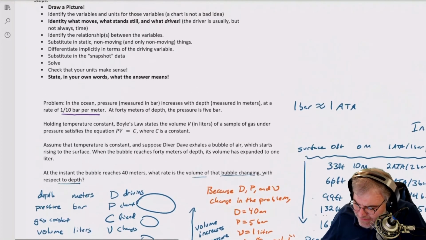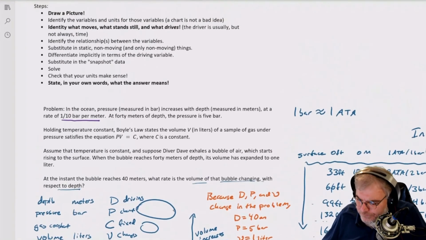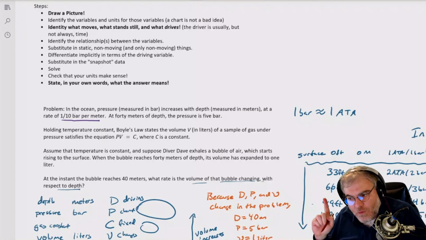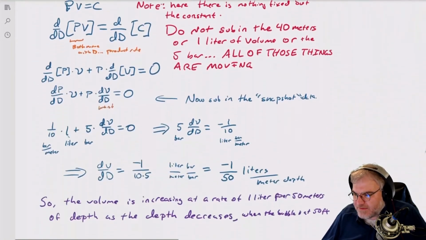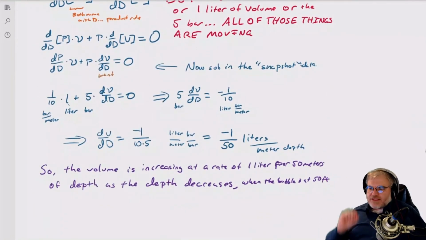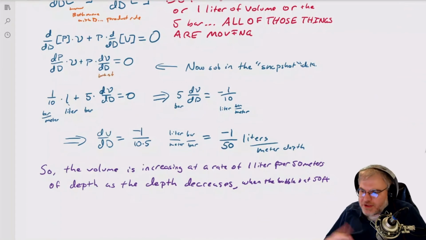But look at what I did here. I drew a picture first. I identified the variables. I identified what moved, what stood still, and what drove. I identified the relationships. I substituted the static, non-moving, and only non-moving things. Then I differentiated implicitly. Then I substituted in my snapshot data. Not before, then. Solve, check that my units made sense, and I said what I meant. 1 to 5, how do we feel about this problem? I know I took a long time to do it.